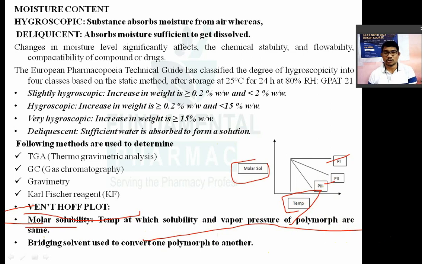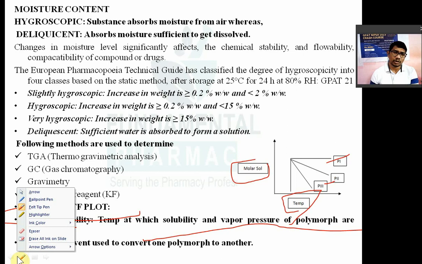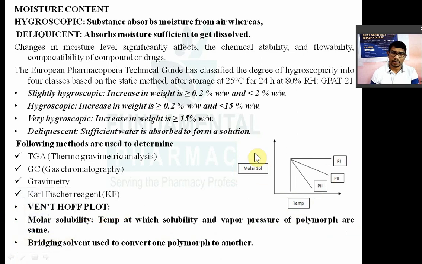So it is a solvent used to convert one polymorph to another polymorph. जैसे एक polymorph में आपके पास में मान लीजिए अल्फा polymorph है आपके पास, वो स्टेबल ने आपको बीटा करना है। The solvent which is used to convert one polymorph to another polymorph is known as a bridging solvent. नाइपर के लिए क्वेश्चन आ चुका है ये.